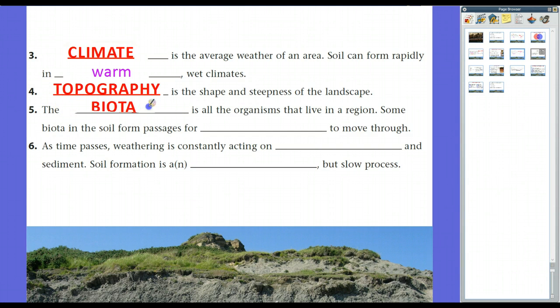The fourth factor is the biota, or all the living organisms that live in the region. Some biota in the soil, like insects, moles, nutria, things like that, form passages for water to move through and cause weathering. Okay, and that also adds to the moisture content of the soil. The more biota there is, chances are the more fertile or the more nutritious the soil is. Finally, is time. As time passes, weather is constantly acting on rock and sediment. Soil formation is a constant but slow process. Okay, where we're at in St. Mary Parish, we're looking at land that's only about 40,000 years old at the oldest, which is the Teche Ridge.